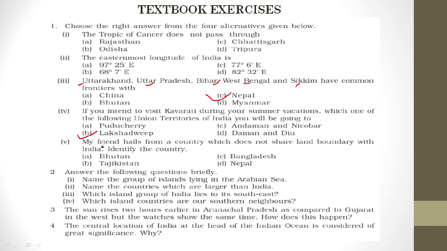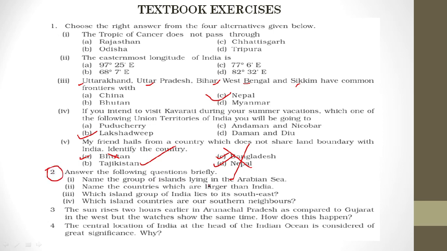My friend hails from a country which does not share land boundary with India. Identify the country. Now students, we have discussed this question right now. Bhutan shares boundary with India, Bangladesh also shares boundary with India, and Nepal also shares boundary with India. So all these will not be the answer. So your correct answer will be Tajikistan. Now let us move on to the second question.